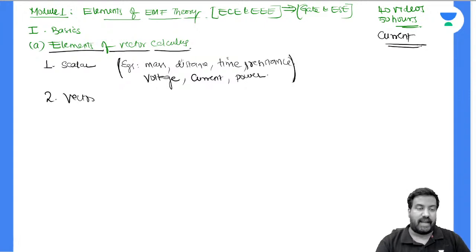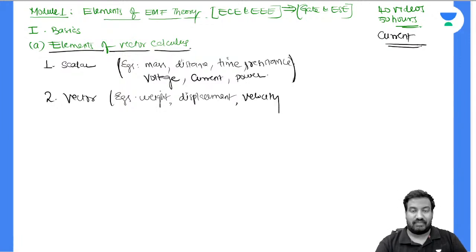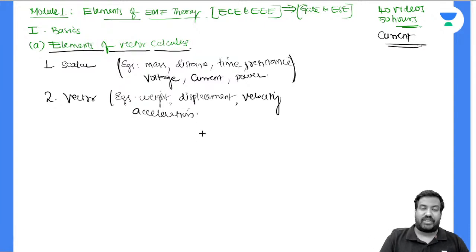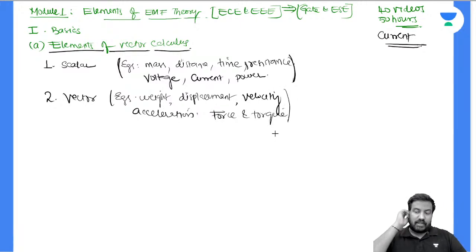Vectors. A vector is one which has both magnitude and direction. Examples: weight, displacement, velocity, acceleration, force, and torque. These are examples of vectors which have both magnitude and direction.